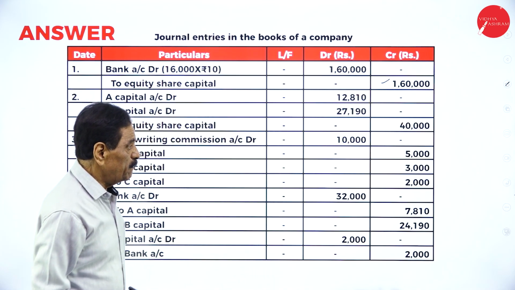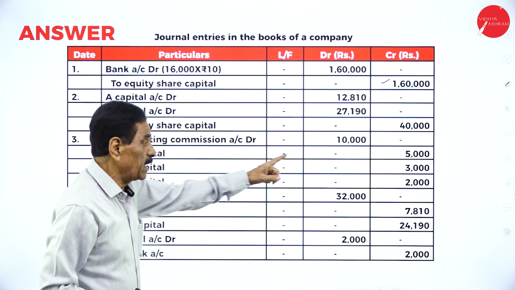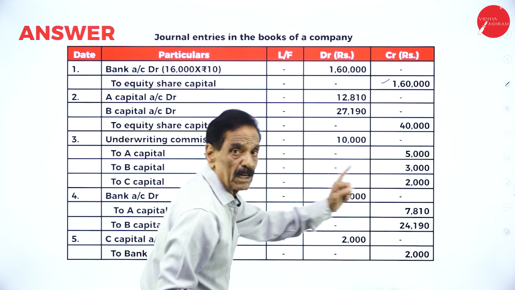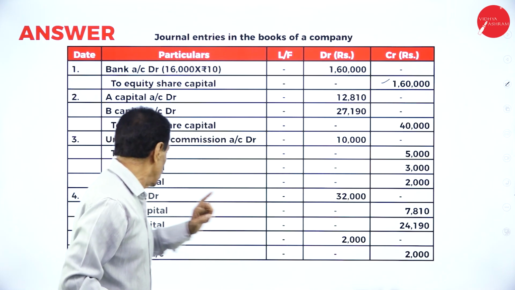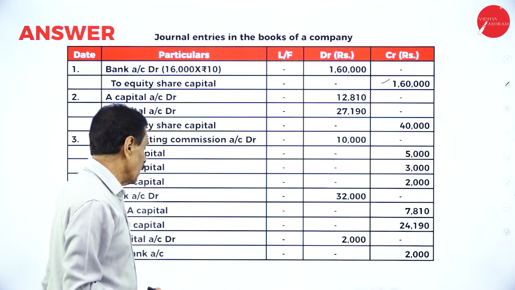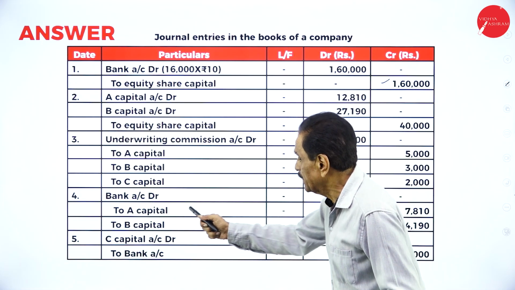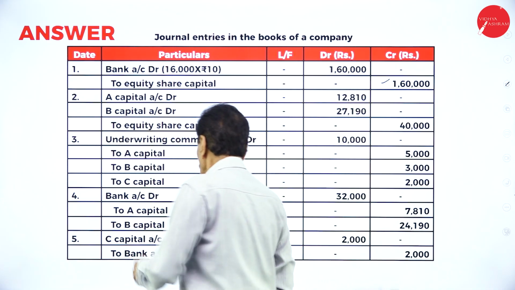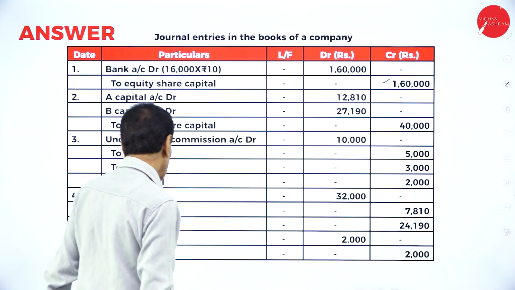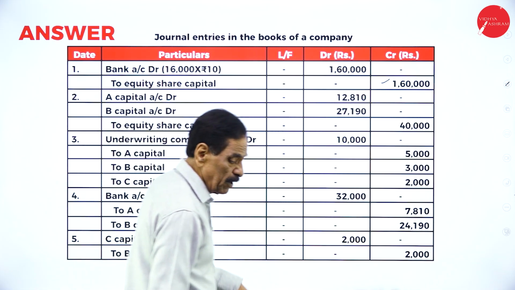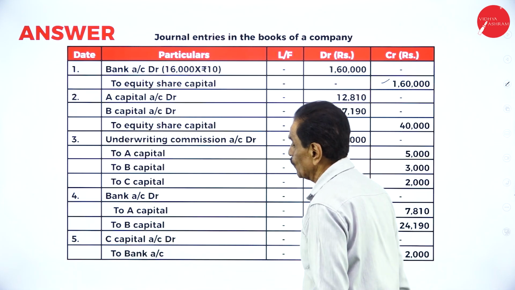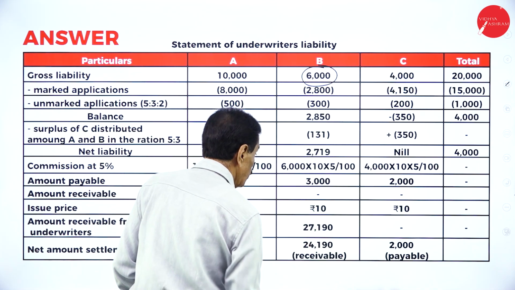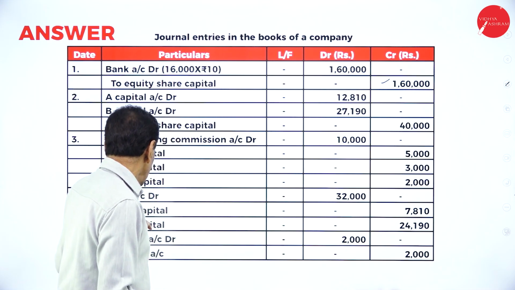Then underwriting commission, we have to pay. Totally underwriting commission is 10,000. Underwriting commission account debit 10,000 to A's capital 5,000, to B's capital 3,000, to C's capital 2,000. Now come back here, we have to receive 32,000. Bank account debit 32,000 to A's capital, we have to pay 7,810, to B's capital 24,190. If we see the working note, we understand. Here, how much receivable? Totally 7,810 plus 24,190, totally 32,000.